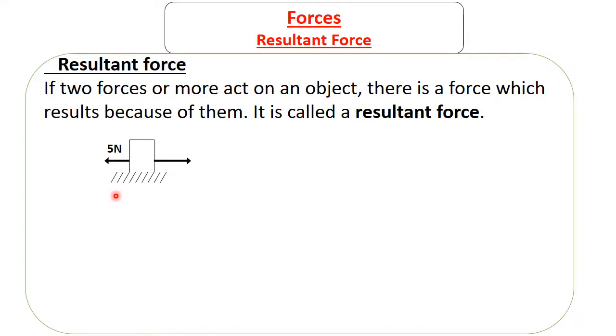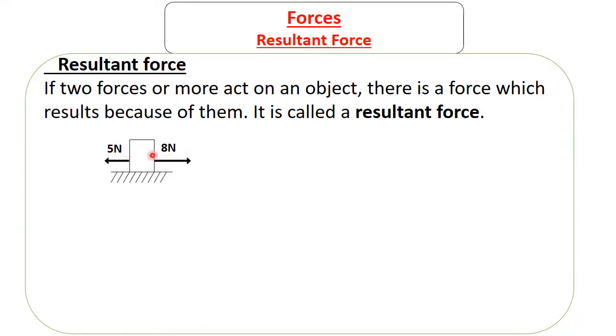So let's say this is 5 newtons and this is 8 newtons. Where do you expect this object to go? Of course, it will go to the right. Why? Because the force here is greater. But the speed at which it will go is going to be different than if there was no 5 newton here. If there was no 5 newton, it will move fast if it is pulled with 8 newtons. But if there's 5 newton here, then it's going to be different.